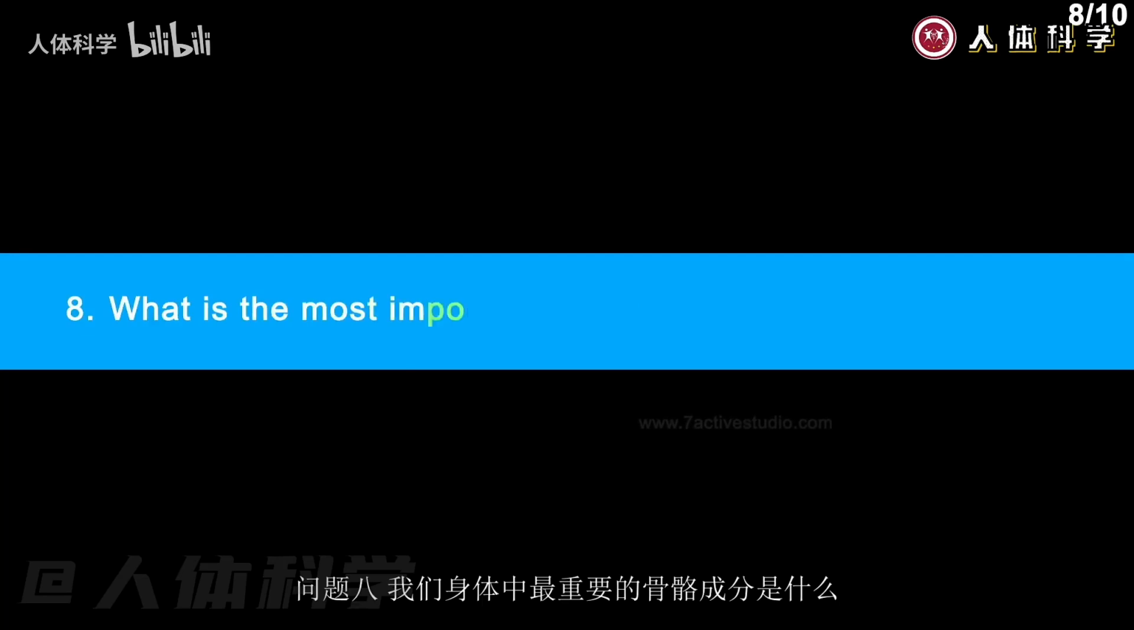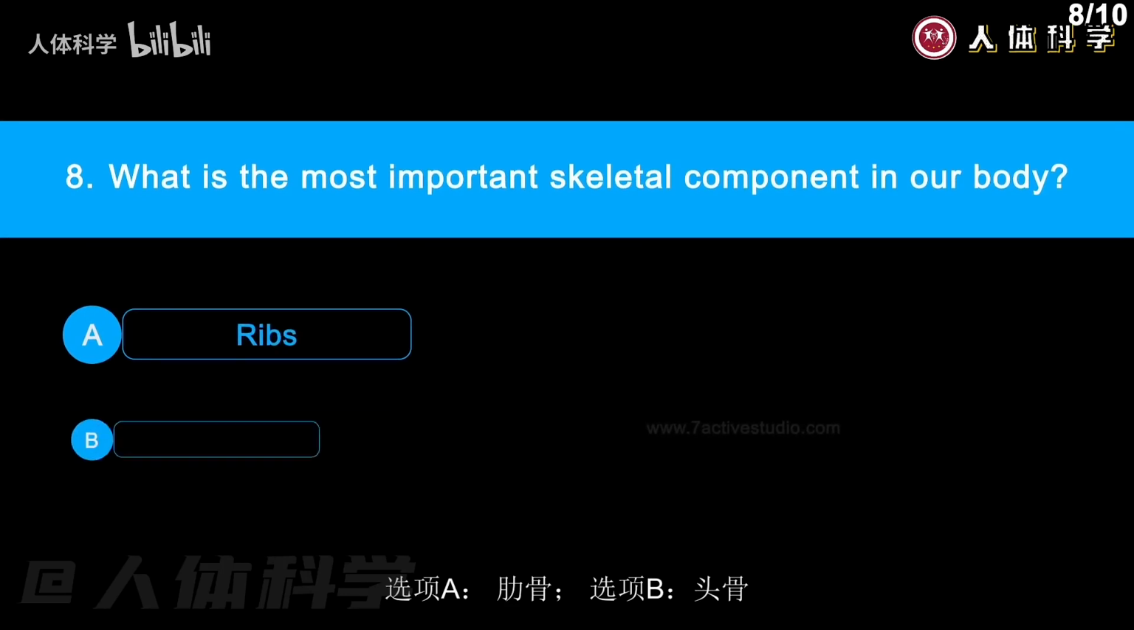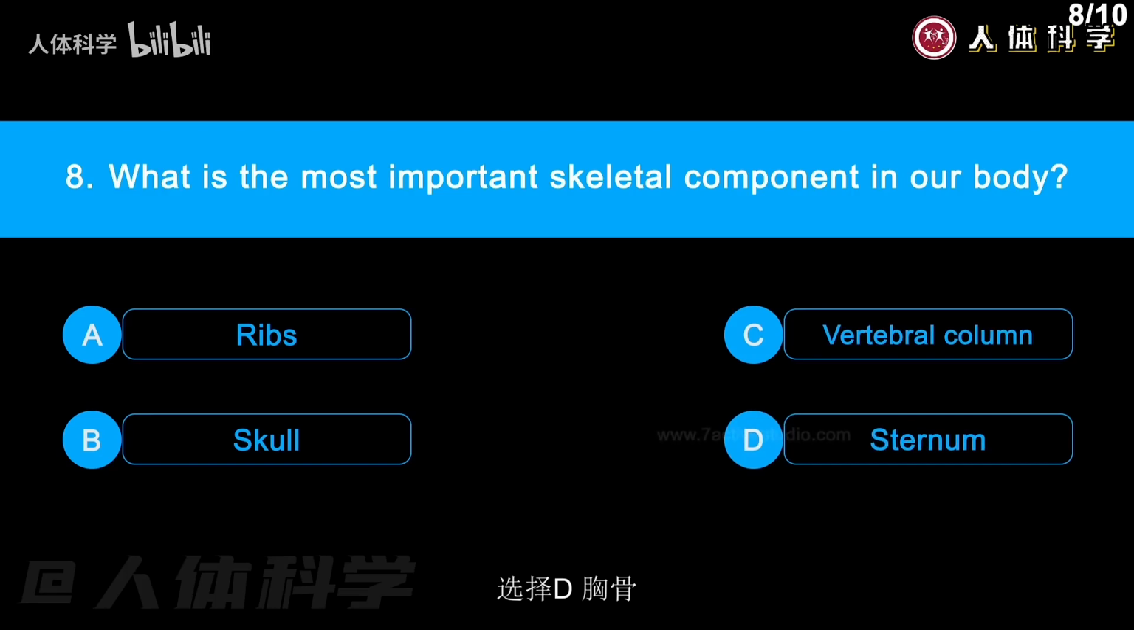Question 8. What is the most important skeletal component in our body? Option A, ribs. Option B, skull. Option C, the vertebral column. Option D, sternum.